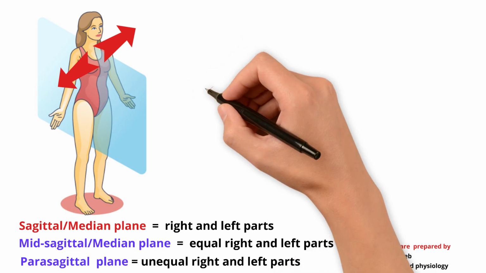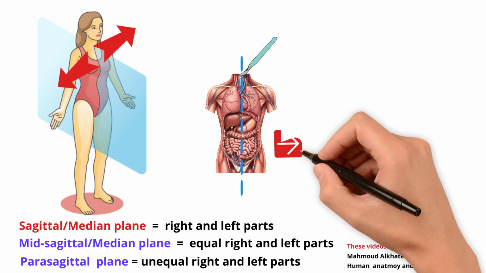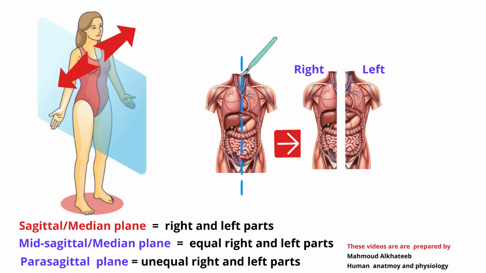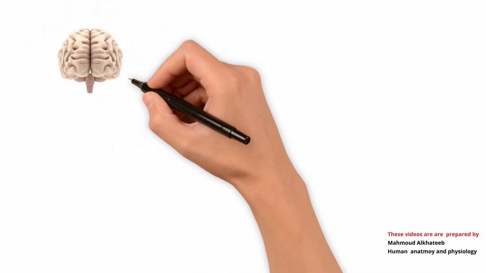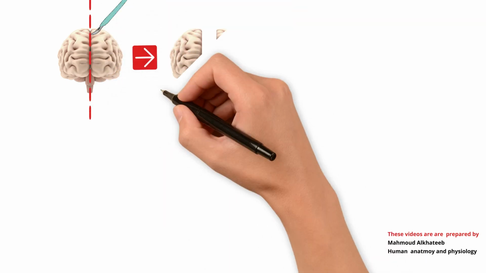To visualize this, imagine cutting the body down the middle. You would obtain two parts, each containing distinct structures and organs. Now, let's consider an anterior view of the human brain. If we perform a sagittal section of the brain, we will divide it into two symmetrical right and left hemispheres.